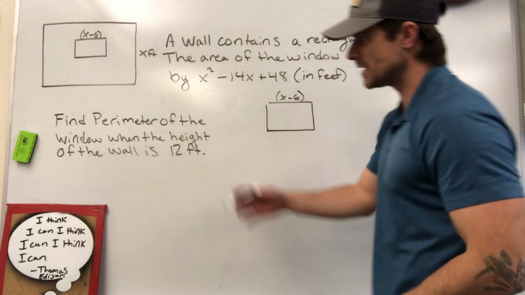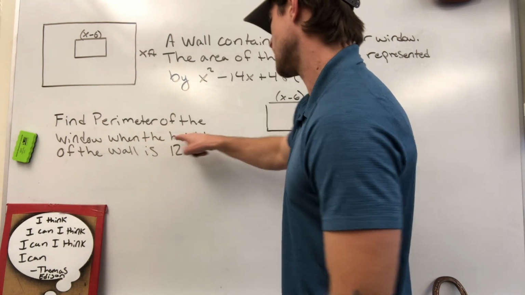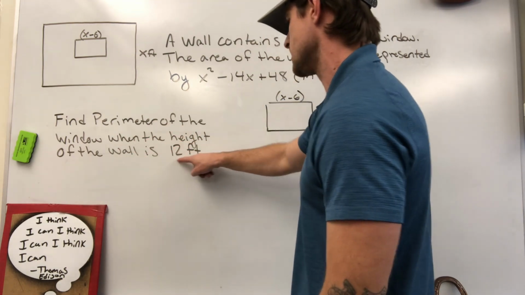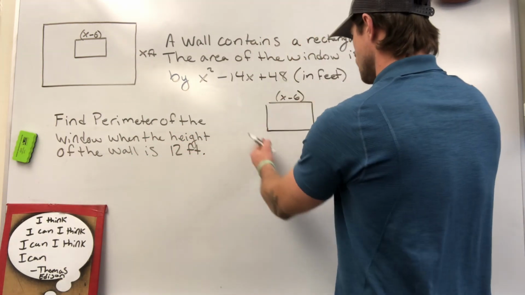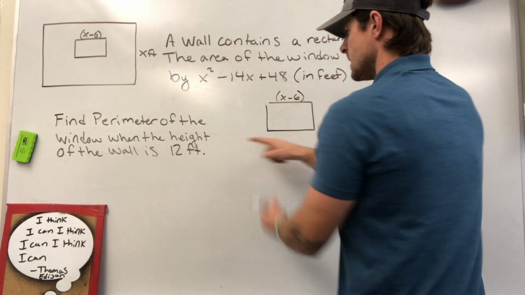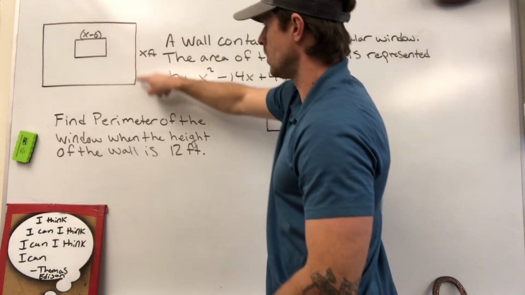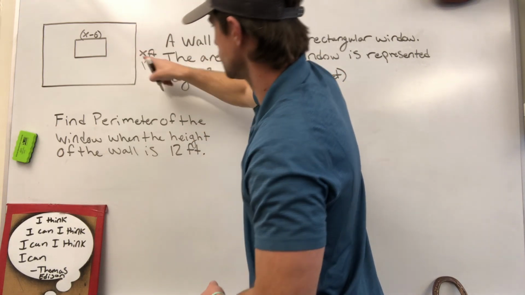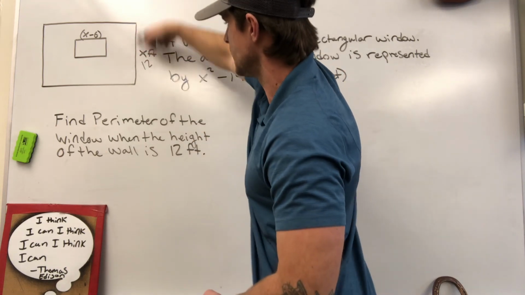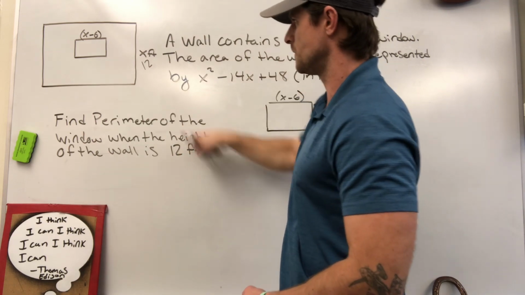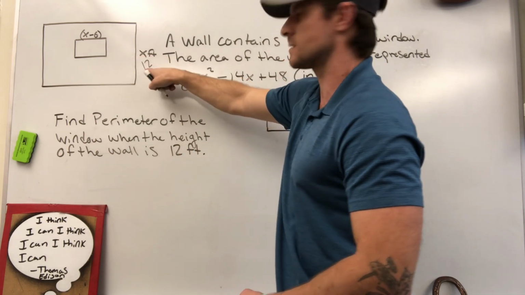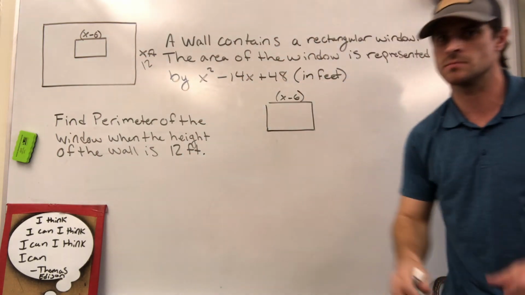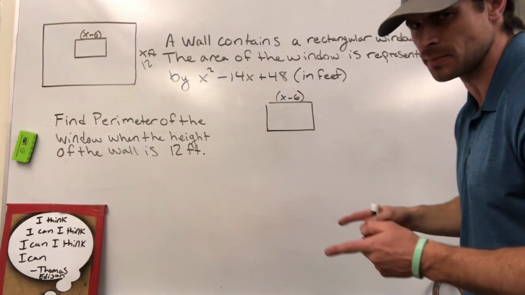I might go and read it: find the perimeter of the window when the height of the wall is 12 feet. So I need to find the perimeter of this window, all the way around it, if the height of the wall is 12 feet. I'm going to put that 12 right here for x, because if x is representing that distance, and they're telling me the height's 12 feet, we now know that x is worth 12. Sweet, that's important. We're going to use that in a little bit.